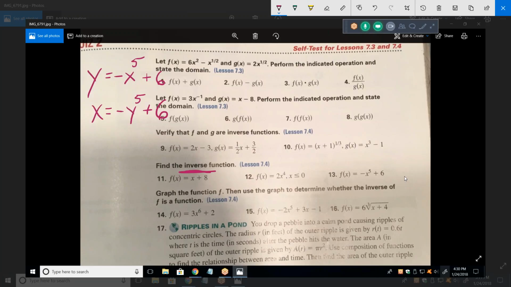Now, how do we solve this for y? You would subtract the 6. Okay, that's step one in terms of solving the equation. Now we got to get rid of the negative sign and we got to get rid of the 5 exponent. Divide it? By?